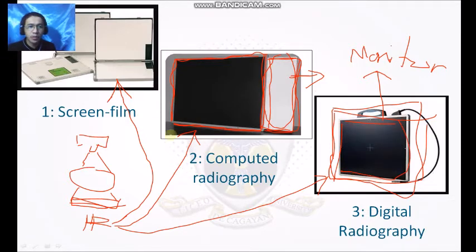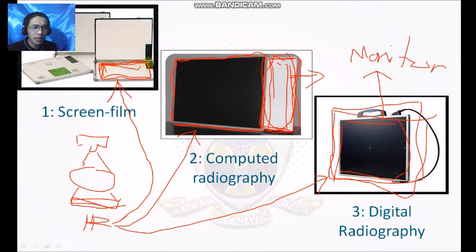Not similar to screen film and computed radiography, in which in screen film, the image right after the examination, right after the X-ray film receives light from the IS, the film or the image is still contained in the image receptor before being processed. And also the same with computed radiography. Right after the exposure to X-ray, the image is still contained in the imaging plate. Okay, so it's not directly integrated into the computer.